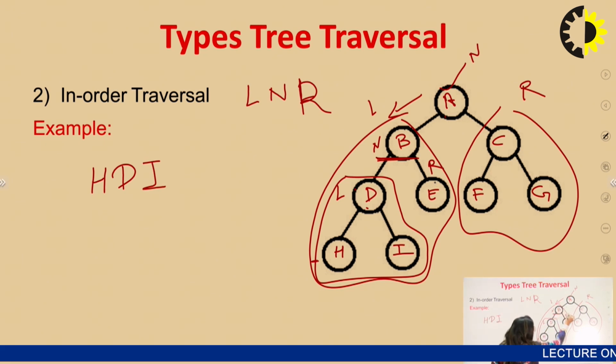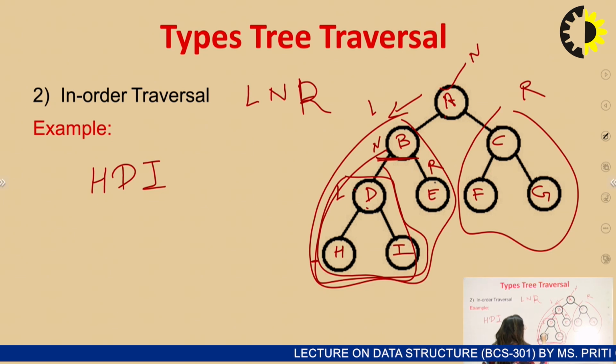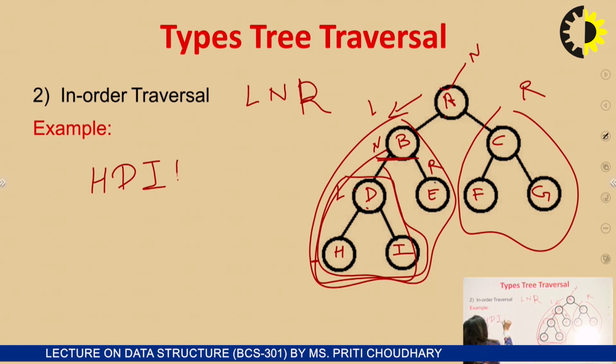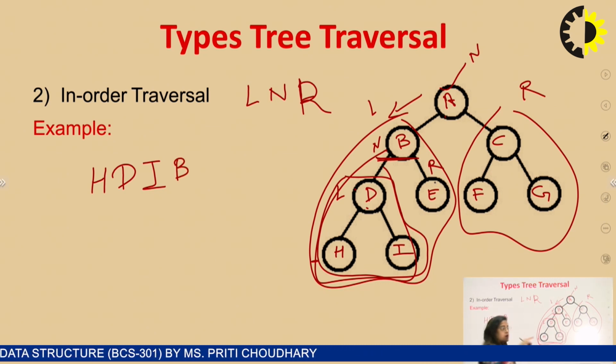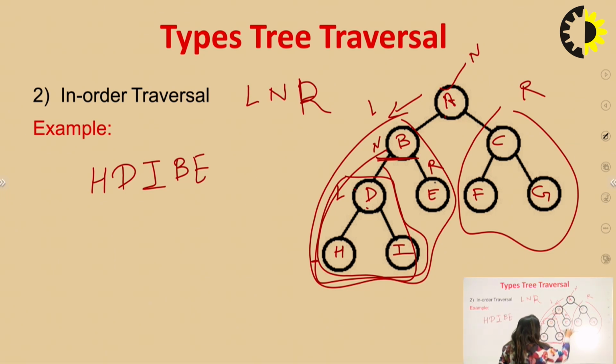Now comes the next binary tree. So according to this, the left is completed, D, H, I visited. Now comes the root. Here the root is B. Now comes the right side, that is E. Got it? Now all nodes of this whole subtree are visited, B, D, E, H, I. Now comes the main root, that is A. Now comes the right side, meaning R.